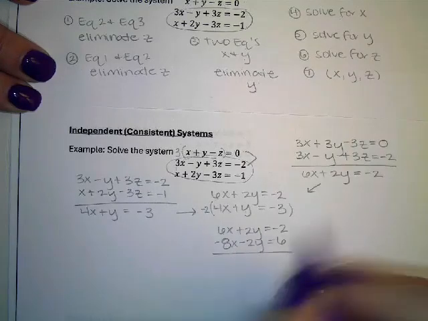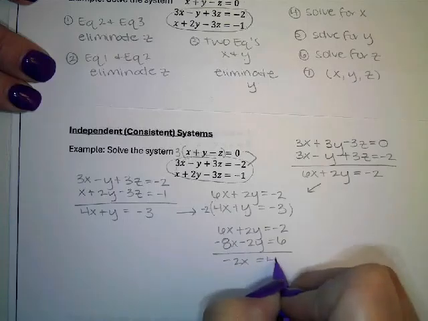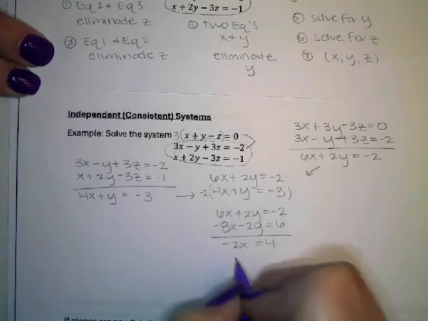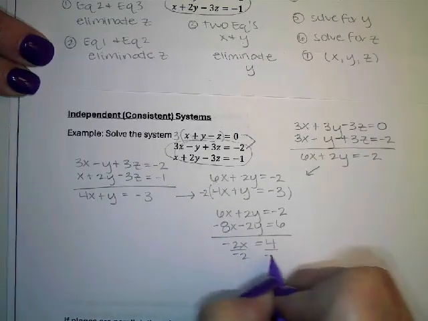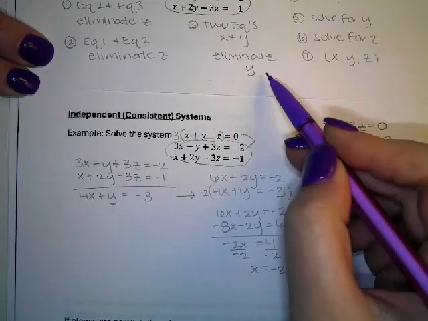And so I have negative 2x equals 4. And I'll divide by negative 2, and x equals negative 2. So we eliminated the y's, we solved for x.